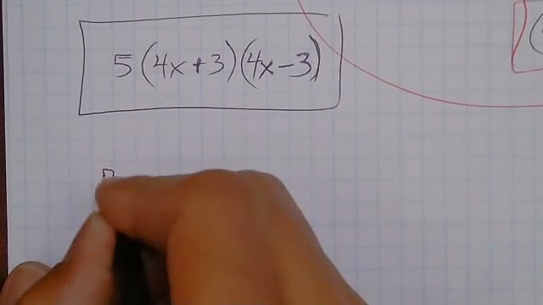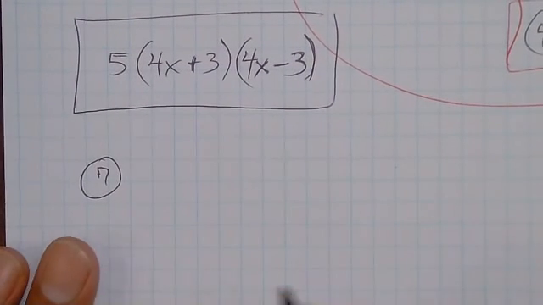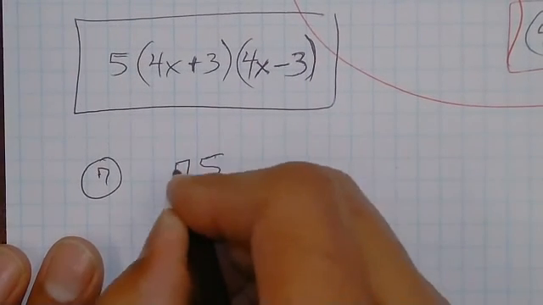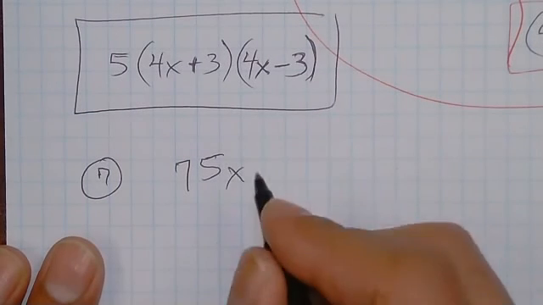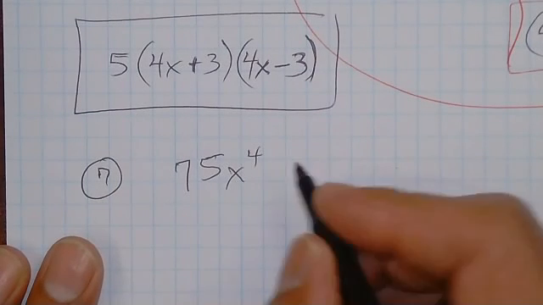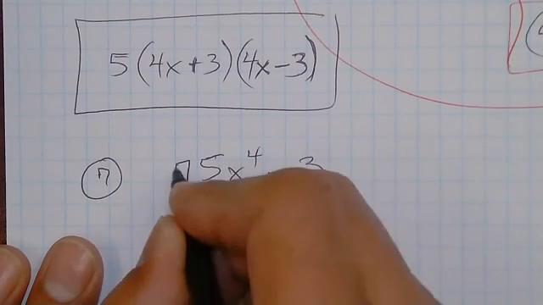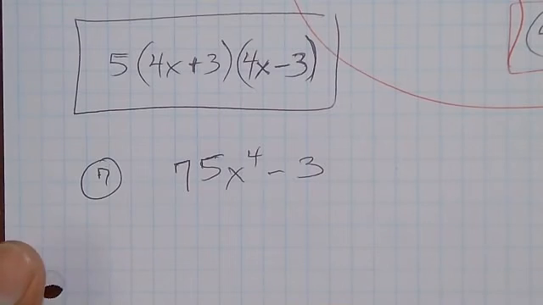Okay, 7. Maybe now you'll be a little bit warmed up to 7. Here's number 7. So this next one, 7. Okay, 75x^4 minus 3.